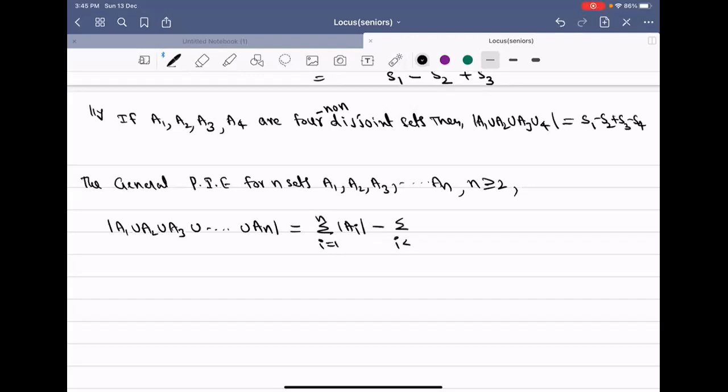S2 అంటే ఏంట్? sigma i is less than j to n, A_i intersection A_j, you can write. Plus next, sigma i is less than j is less than k to n, sigma A_i intersection A_j intersection A_k. Like this you can write minus etc. So in terms of notations, write S1 minus S2 plus S3 minus etc.